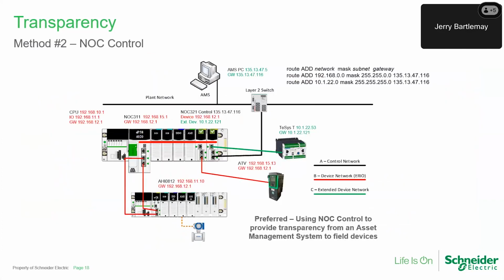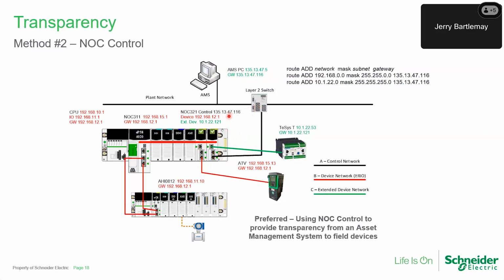Now let's take a look at an example and how this actually works once we do this. This is an eye chart, right? So let's look at the NOC 0321. That's the module on the far right. It has 3 IP addresses assigned. So the control port, 135.13.47.116. Those are the 2 ring ports here, and we're connecting that up to our plant network. That's on the subnet for the plant network.